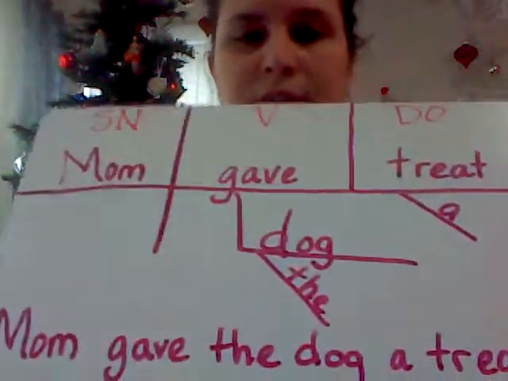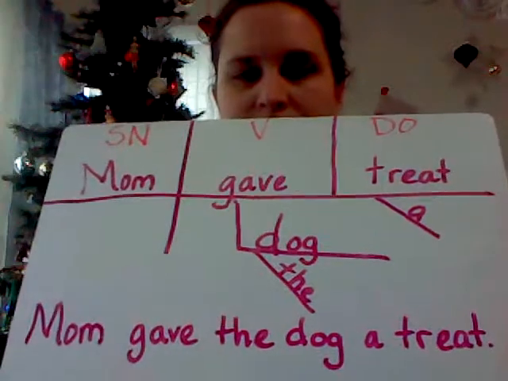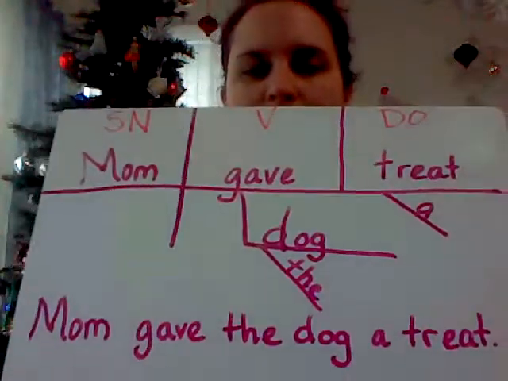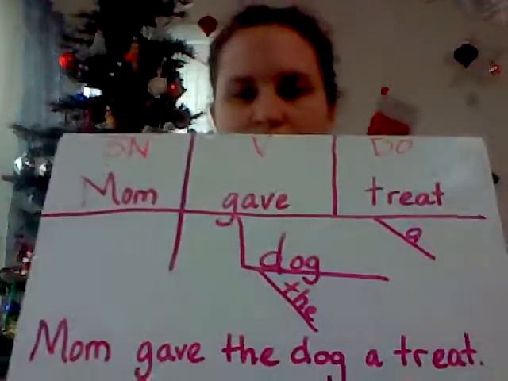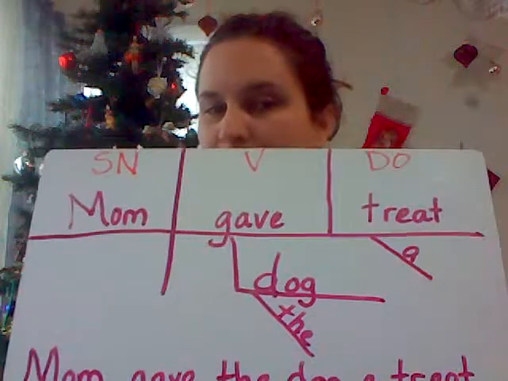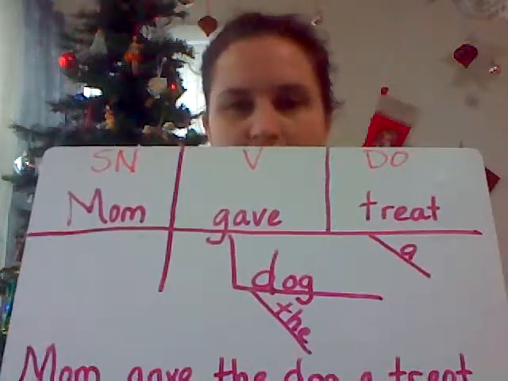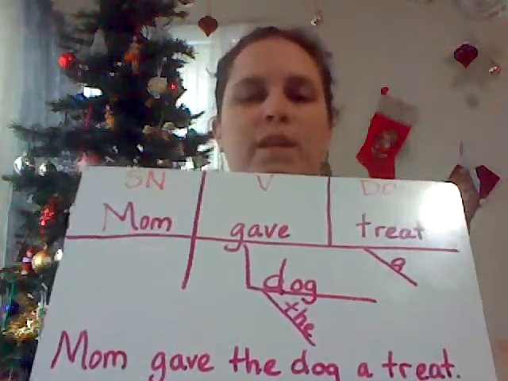All right, so there's a couple. Let me do this a little bit bigger, show you how we diagram it. Yes, I've got it written out here. So you can see my sentence is, Mom gave the dog a treat. Okay, remember, the dog is not what she was giving. She was not giving someone a dog. She was giving a treat. A treat to whom? So who received the action? The dog. The dog was given the treat. If that makes sense.